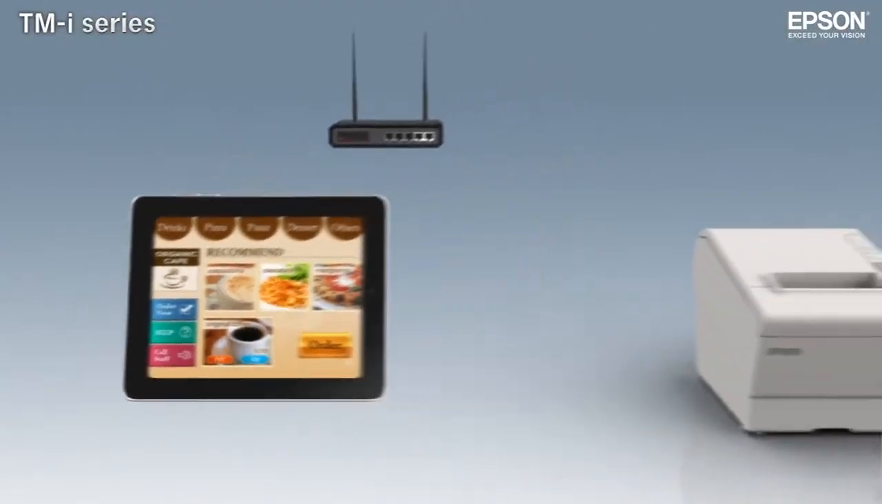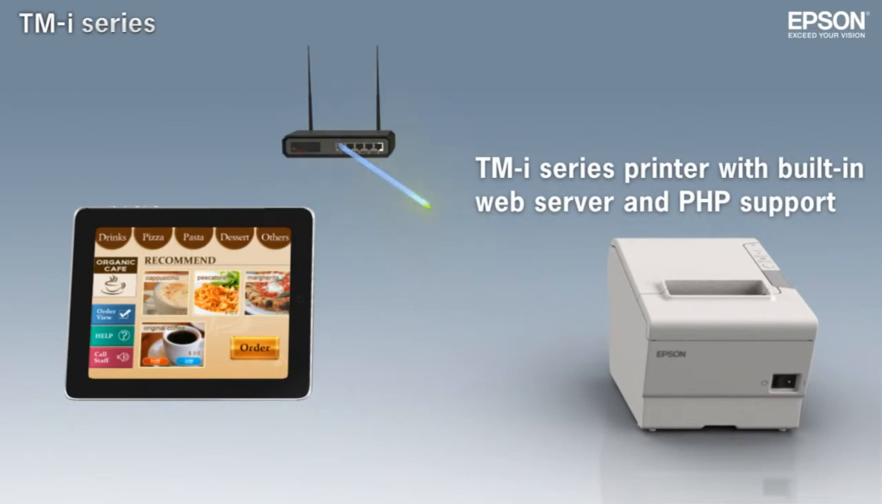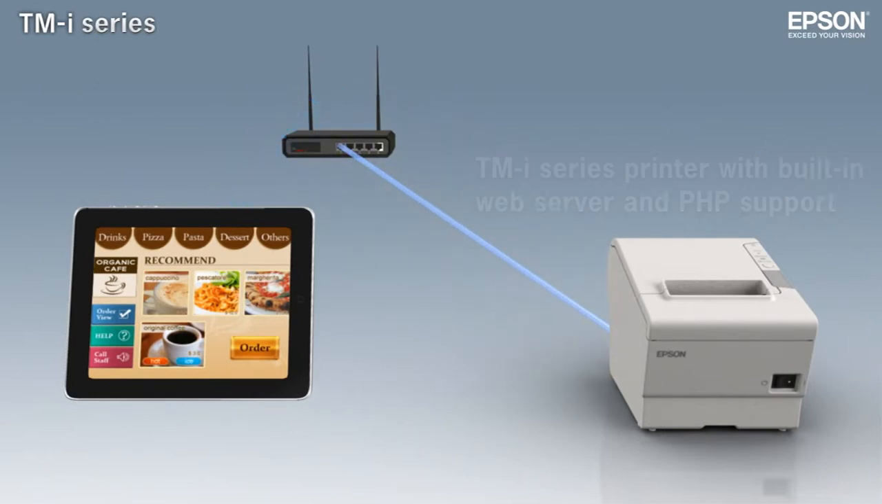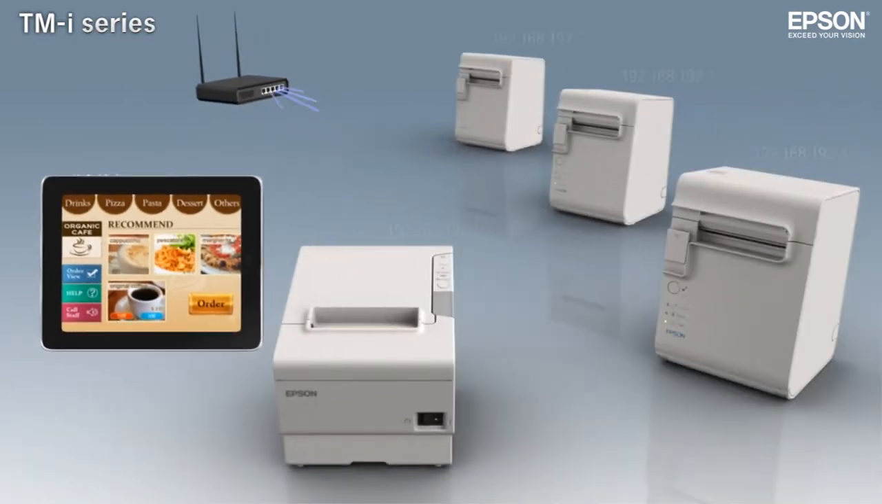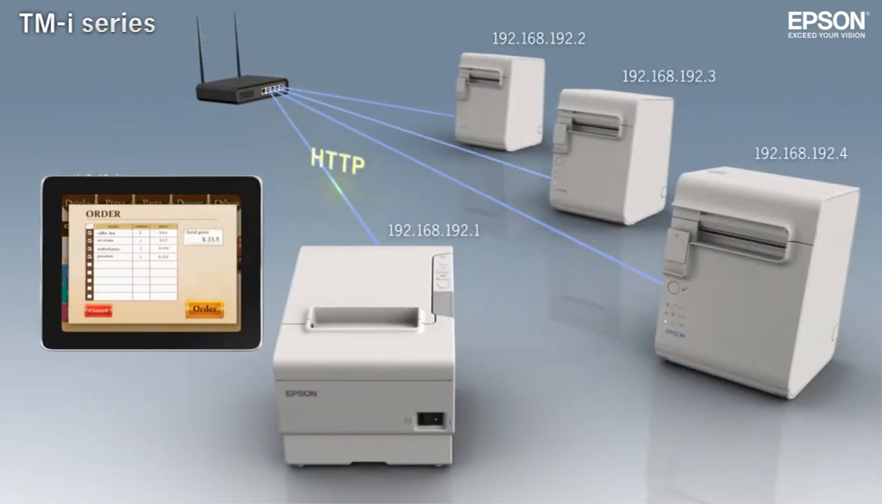With their built-in web server and PHP support, TMI series printers are a low-cost way to add web application printing power to small networks. A single TMI printer can be set up as a hub and used to control conventional POS printers on the same network. They're also ideal for food service order entry and kitchen printout systems.